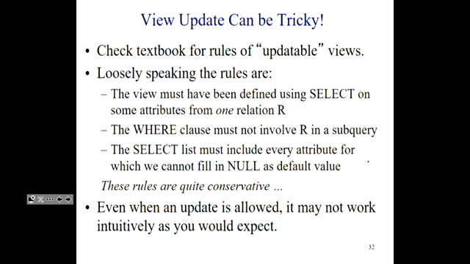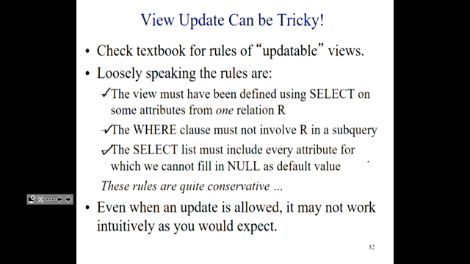So the rules include the first clause, which is that the view must have been defined using a selection on some attributes from one relation R. The where clause must not involve R again as a subquery, and the select list must include every attribute for which you can't assign null as a default value. Because if you can't assign null as a default value for that attribute, then you have to fill that attribute with something, right? And if the view does not select that attribute, then you don't know what that value needs to be filled in with.